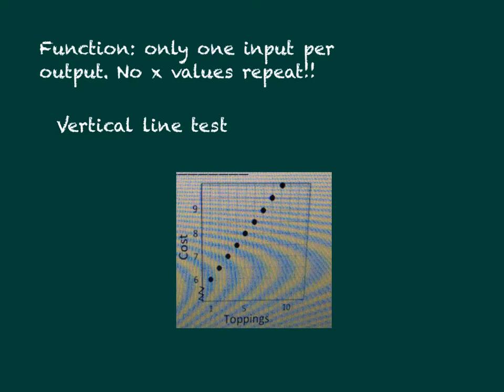Now, this is with a graph, so let's say I have this graph down here. I apologize for that picture. I took a screenshot of my computer, so just bear with me there. What I have here are toppings versus cost. If I want to see if this is a function, I could take any vertical line, say this lightsaber here, run it over the graph, and if it only touches the graph at one point at every spot on this graph, then it is a function and it passes the vertical line test.